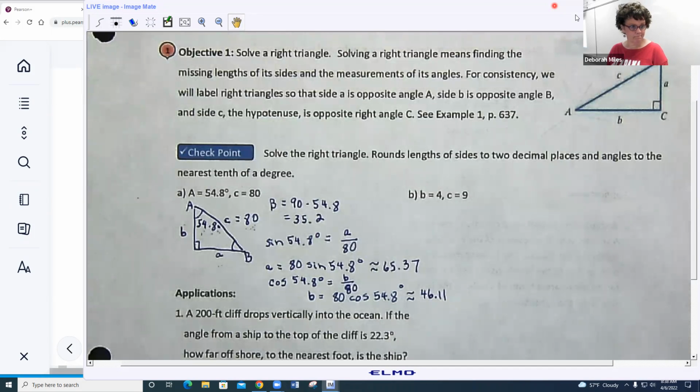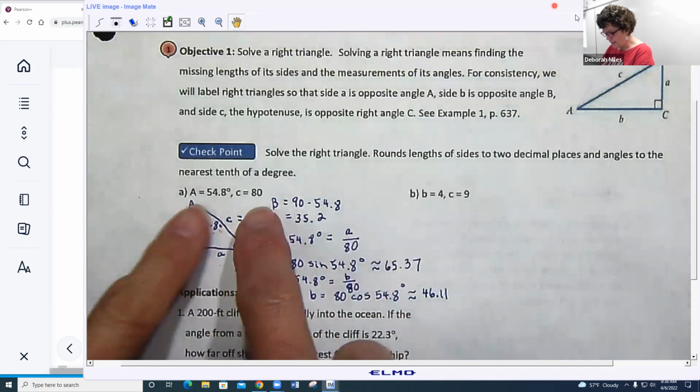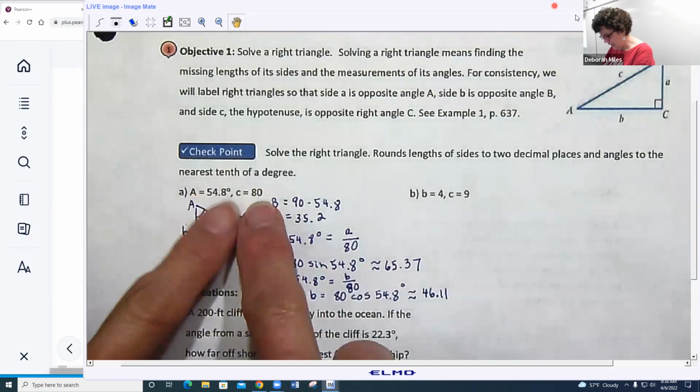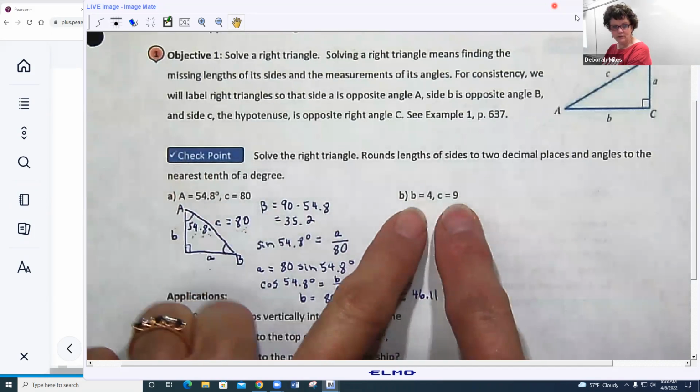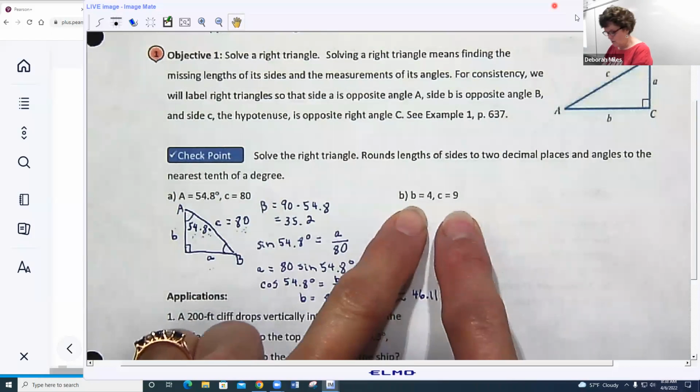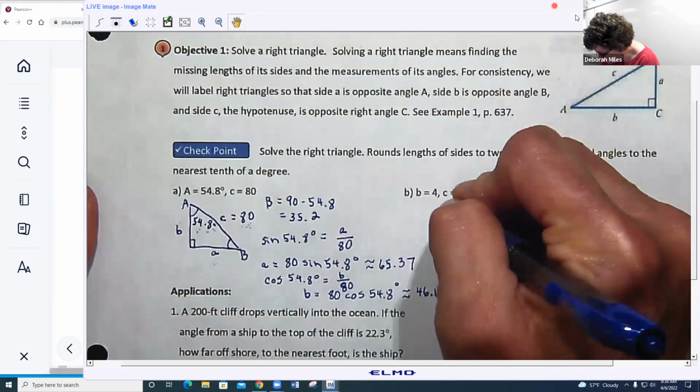Easy breezy. All right, let's do another one where we're given different information. In part A, we were given an angle and a side. In part B, we're given 2 sides. All right, but we do know it's a right triangle.